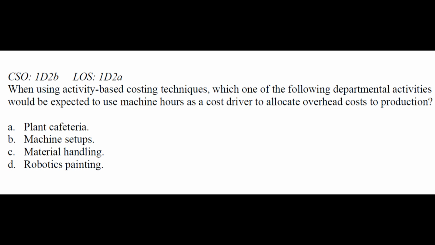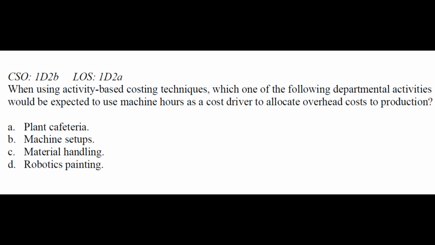A. Plant cafeteria. Incorrect. Cafeteria costs are typically driven by number of employees or meals served, not machine hours. B. Machine setups. Incorrect. Machine setups are driven by the number of setups, not machine hours. C. Material handling. Incorrect. Material handling costs are usually driven by number of moves, weight, or distance, not machine hours.